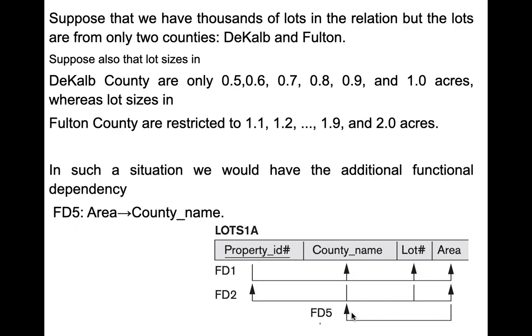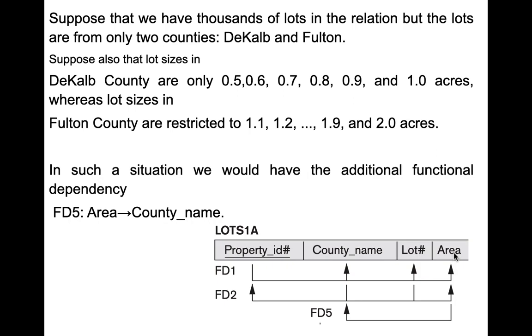Area gives county name. Now just imagine or think for a moment and say whether this FD5 violates 3NF. Would it violate 3NF? It doesn't violate 3NF. Why? Because area gives county name. What is the condition for 3NF?